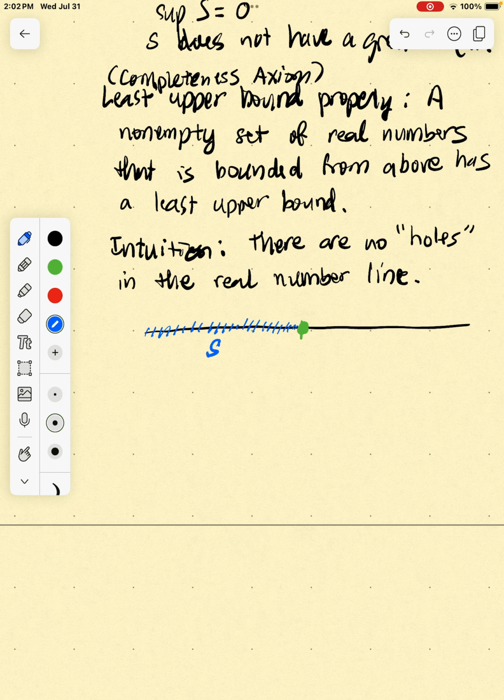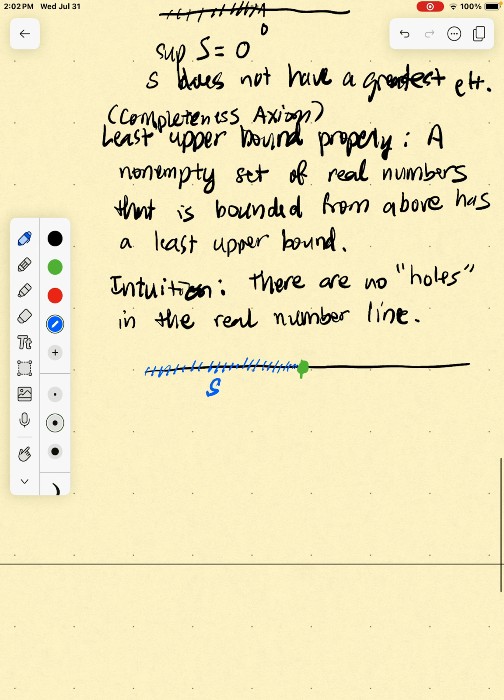Right? If this green number was somehow not there, then there would be no least upper bound. So the fact that you have to include a least upper bound in your real numbers basically is what makes the real numbers in some sense complete. Like it's somehow not missing any numbers. Right? So this would be the supremum of S. So if that were gone, if there were a hole, then the set S would not have a supremum.